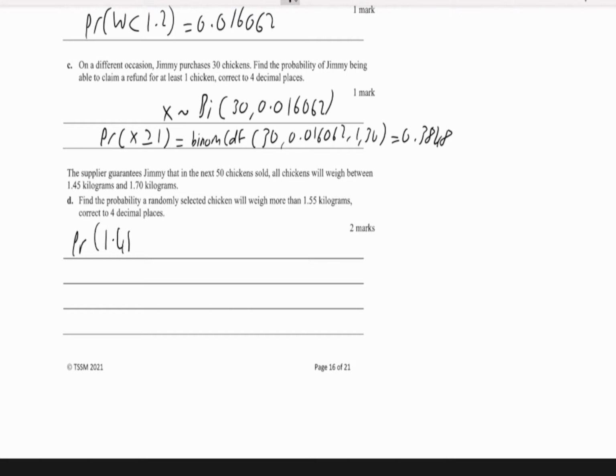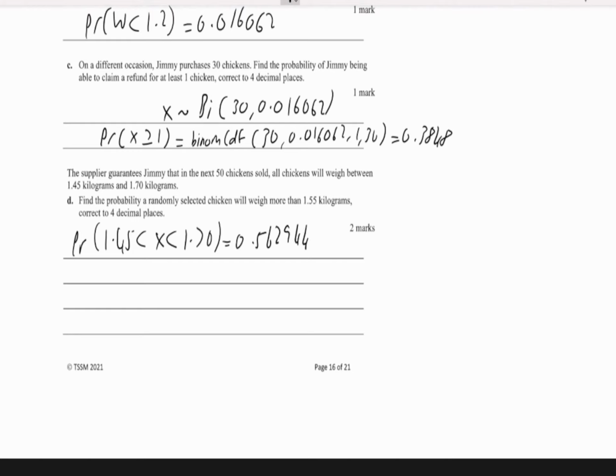Part D, you want to be finding probability of. First, let's just evaluate this. 1.70. You can just put that in the CAS norm CDF 1.5, 1.45, 1.7, 1.5, 0.14. That's 0.562944.